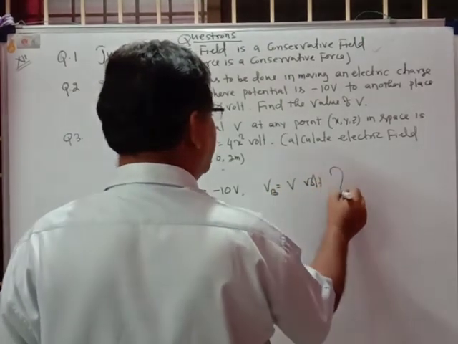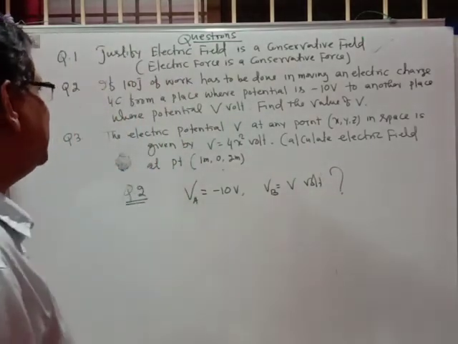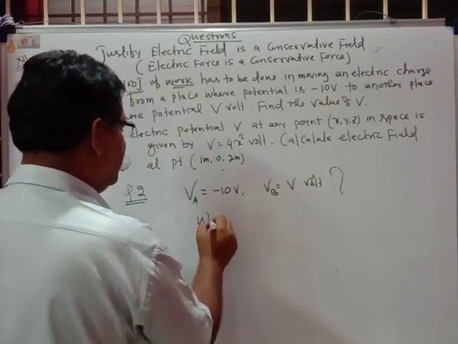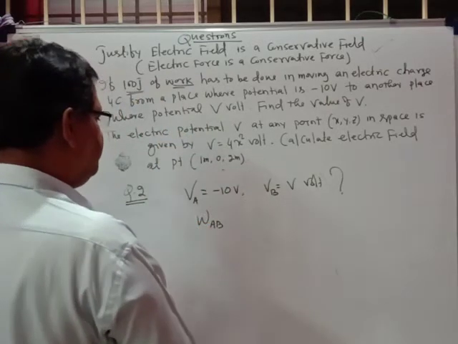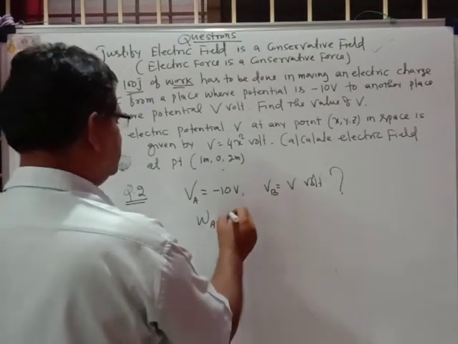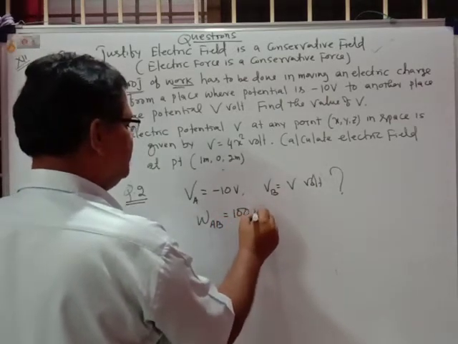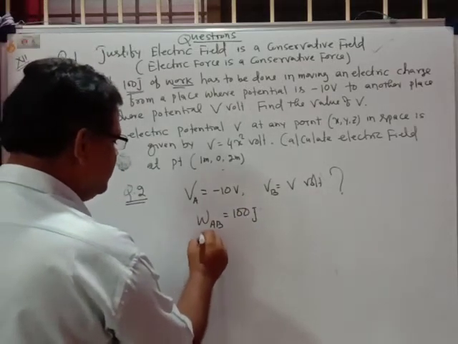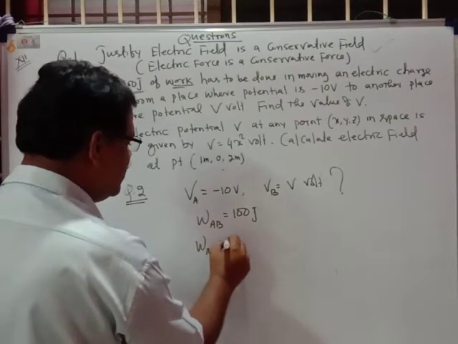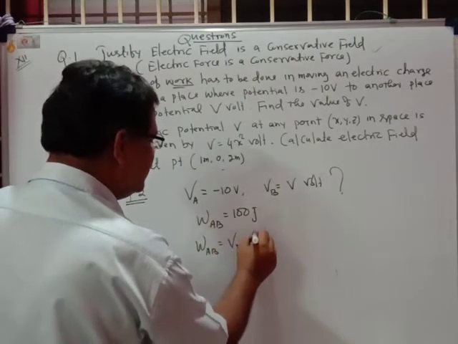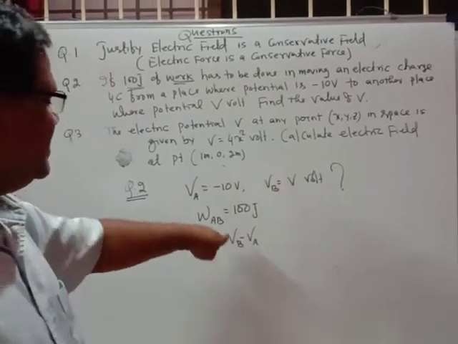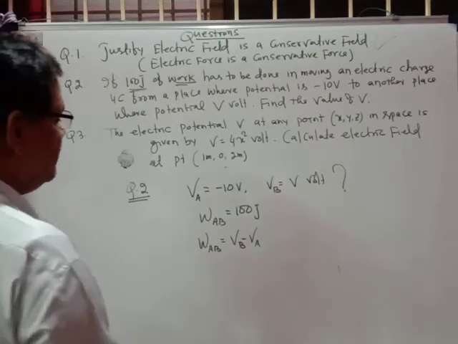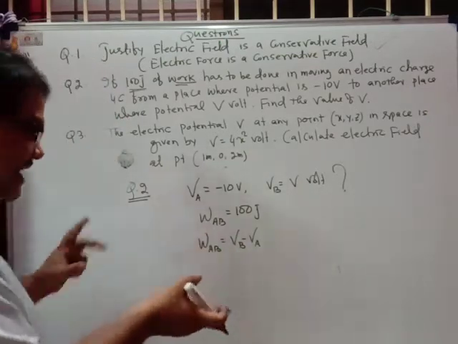This is what you have to find out. The charge is given, and the work done is given, that is 100 joule. So if you bring it from A to B, WAB equal to 100 joule. And you know the formula, WA to B must be equal to VB minus VA. Sign convention will be coming, be careful for that. WAB equal to VB minus VA, because always you are finding in the reverse way.